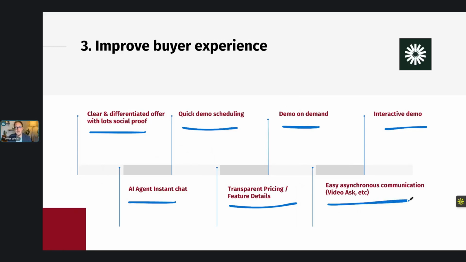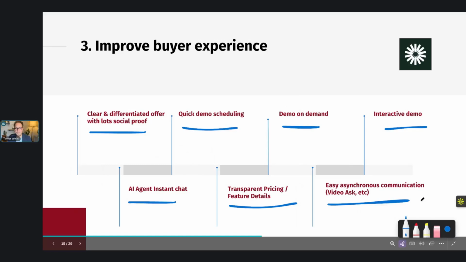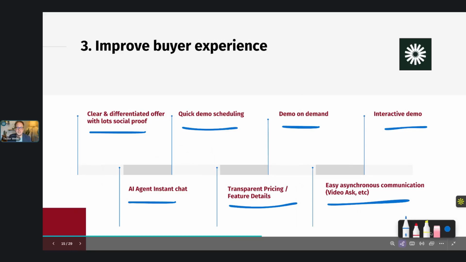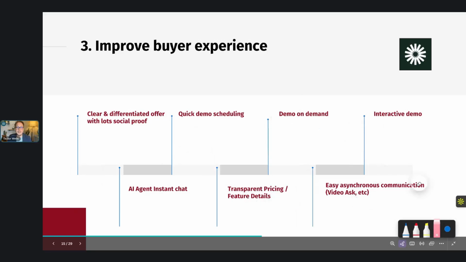Asynchronous communication. I think this is kind of more futuristic, but where people can communicate asynchronously with your brand, where they don't have to jump on a call, they don't have to schedule a demo. They can communicate with you in an asynchronous way, video, ask, and there's tools out there that are futuristic there. So some things to think about. Everyone's organization is different, but the more you can invest in a buyer experience, the better.